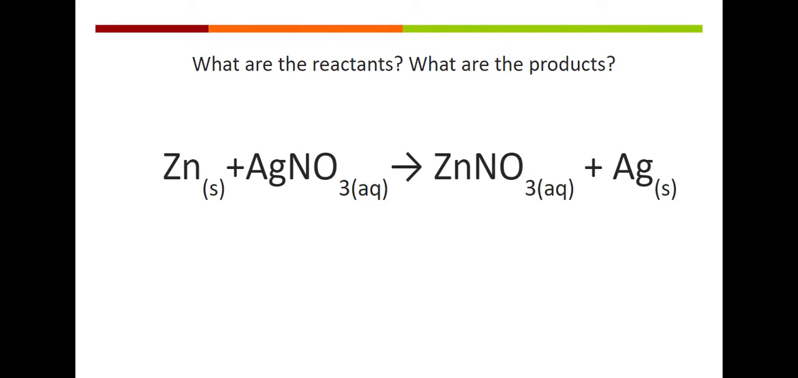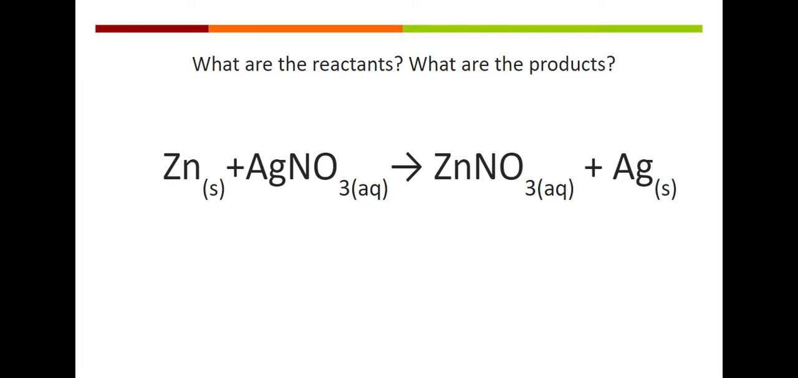Okay, so the reactants are on the left. Great. And what about what's happening on the right? We call those the products. Perfect. And that is something that we need to always remember when we're looking at chemical reactions.